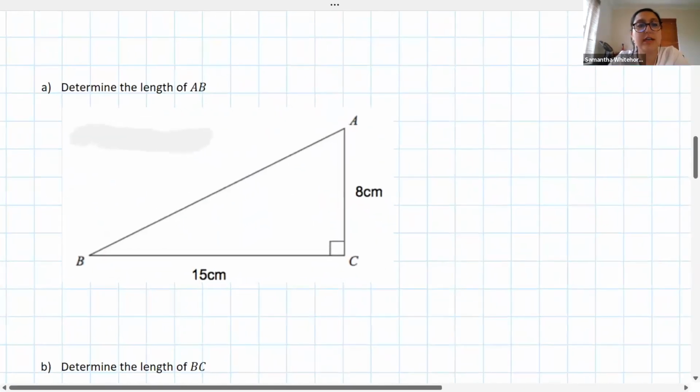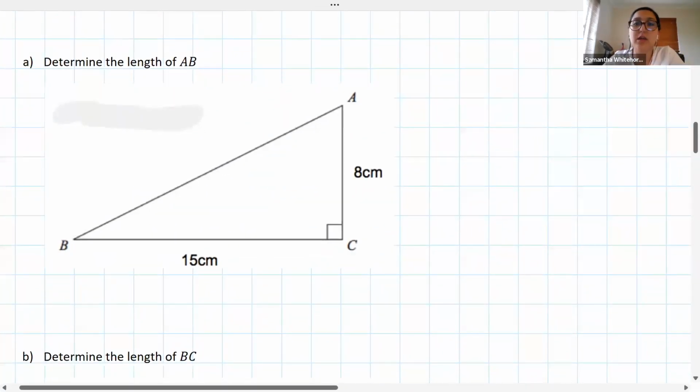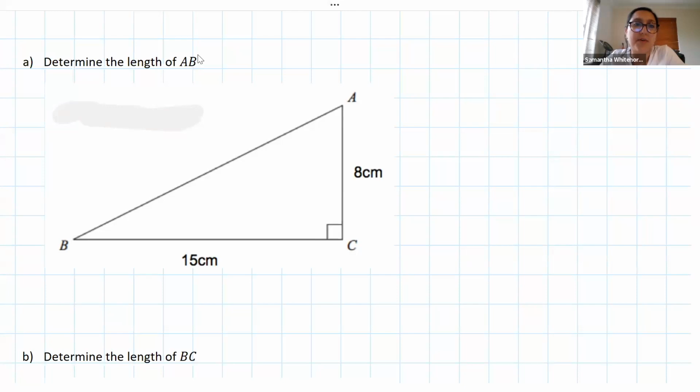First question, determine the length of AB. I think this is quite an easy one, so I want you guys to give this a try. Please just ignore the gray splodge there. I don't actually know why it's there, but just ignore it. You are looking for the length of AB.